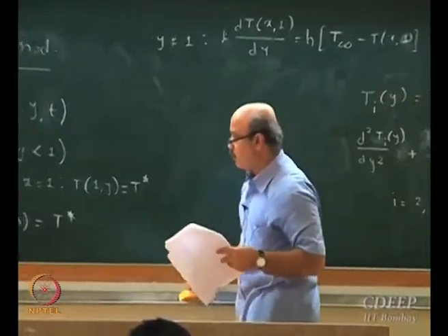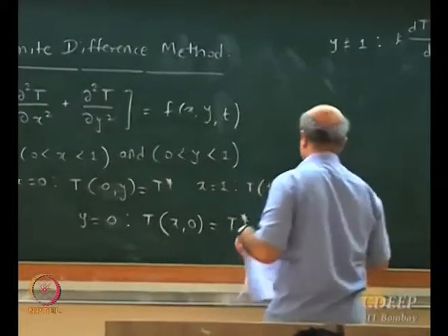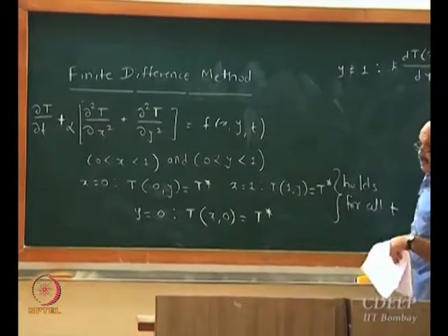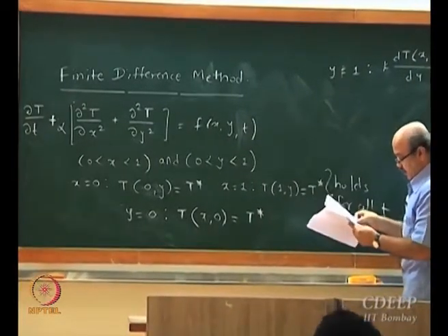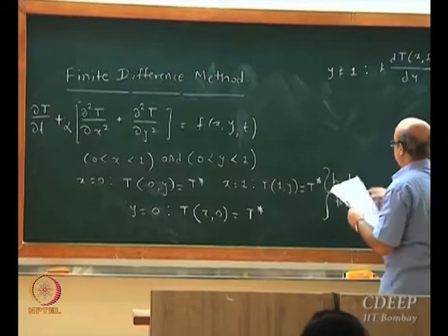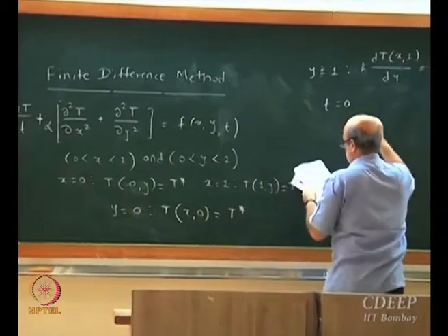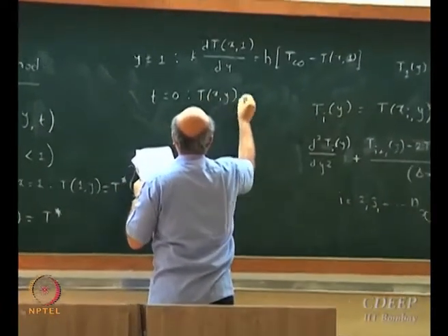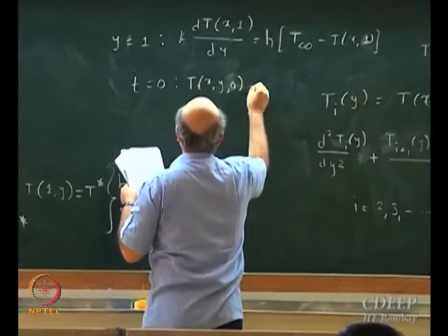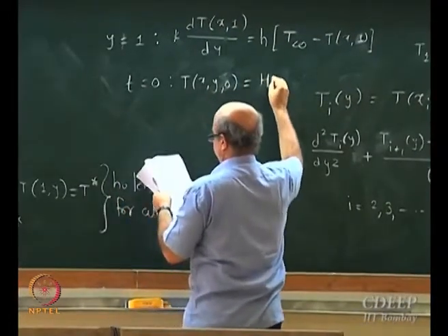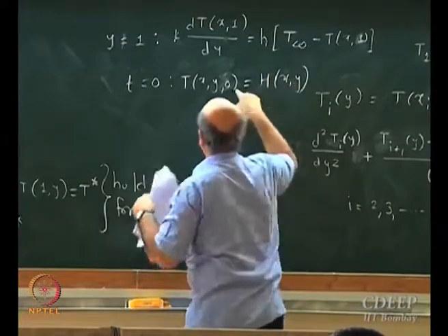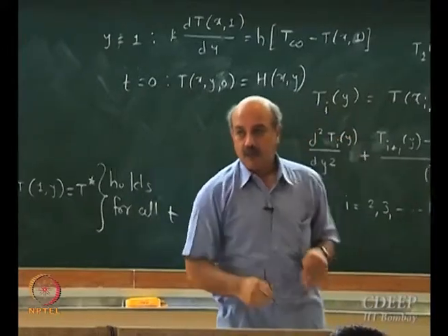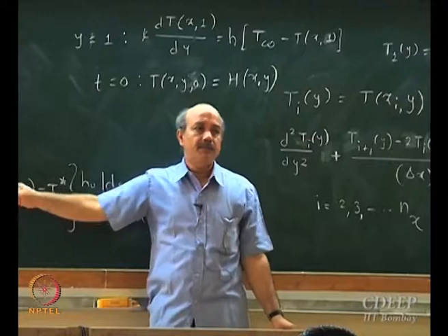So the boundary conditions have to hold for all t. This has to hold for all time t, including this boundary condition, and then at t equal to 0, you will have temperature at x y, 0 is equal to some function, say h of x y. So this is the initial condition. This is the initial distribution of temperature in the room. And then I want to solve this problem.